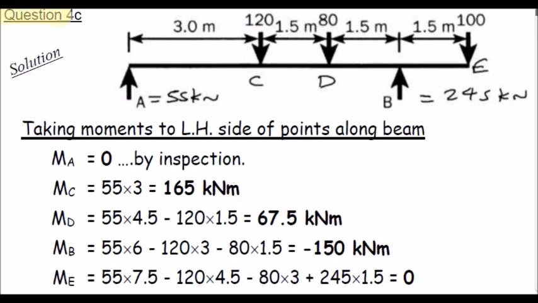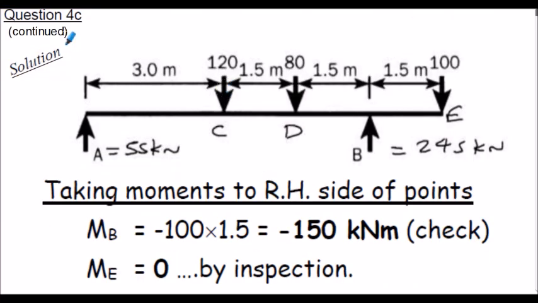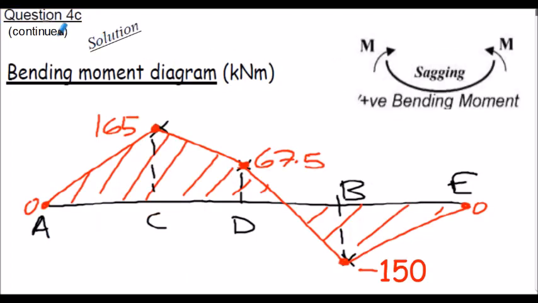Question 4C, commencement of the solution. Here are the bending moment calculations. Consider everything here from the left hand side of the various points along the beam. Question 4C, solution continued. Just calculated a few points to the right hand side here, just for reference really. Question 4C, solution continued. Here's the bending moment diagram.